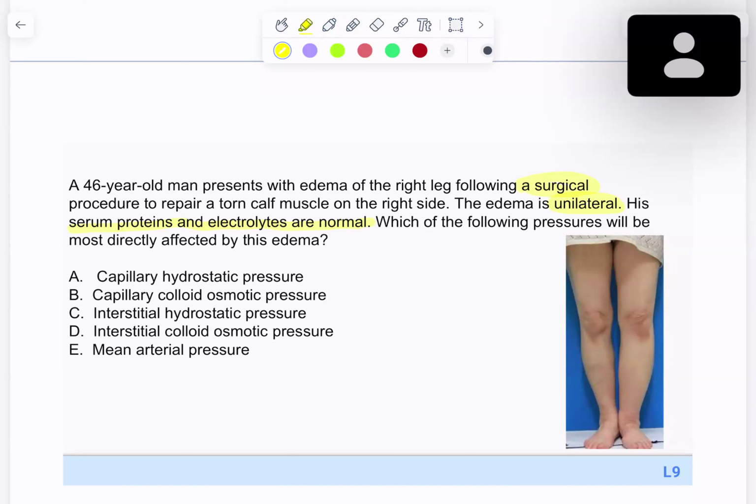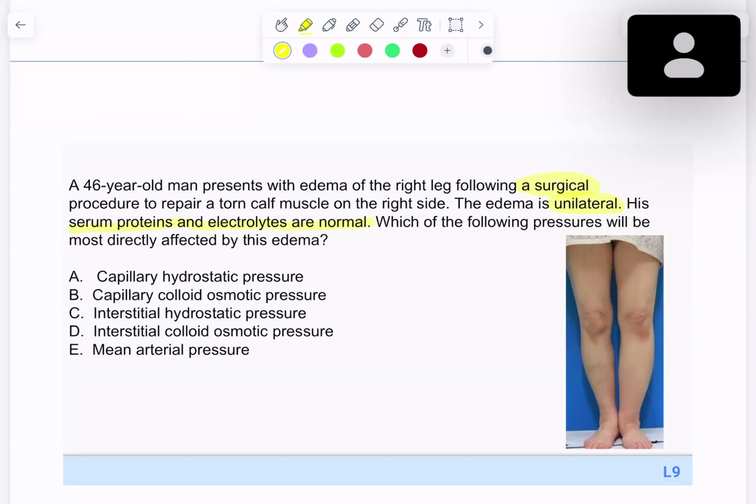So what do you think the answer is? A. Okay. A isn't wrong, but I want you guys to tell me the one that will be most directly affected. Remember that this patient had a surgical procedure and that the edema is unilateral.